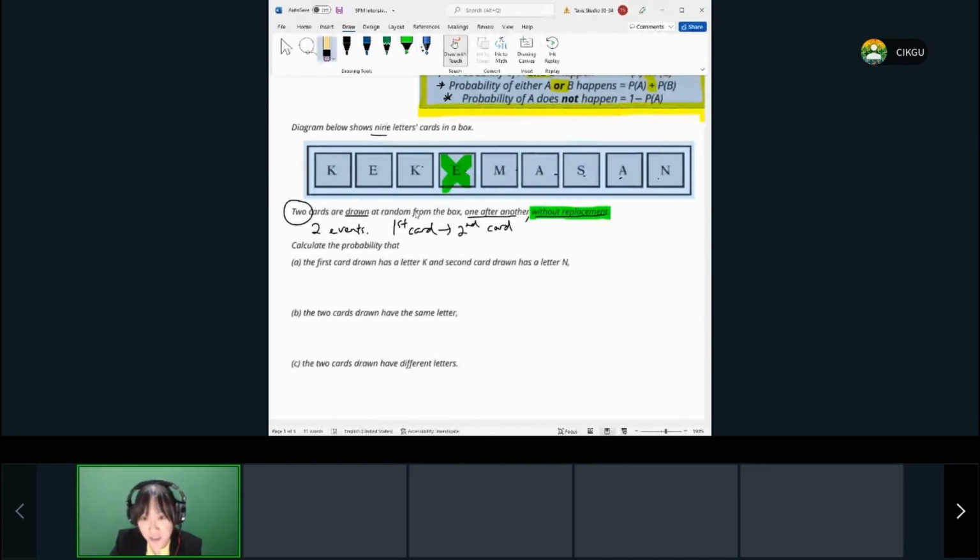Let me be very, very clear here. So we have 2 events here. First card, we pick.